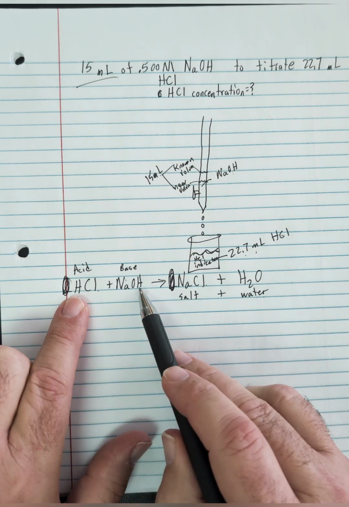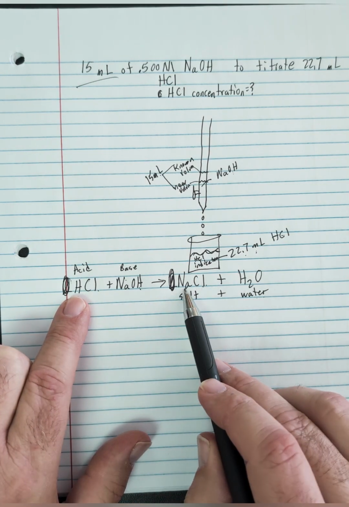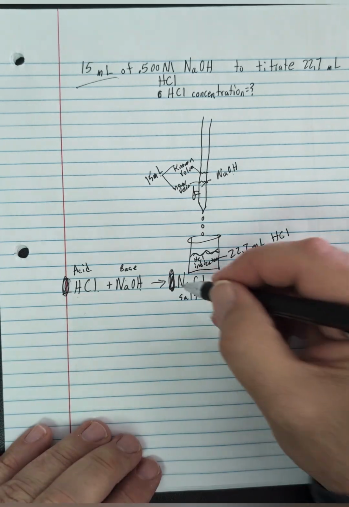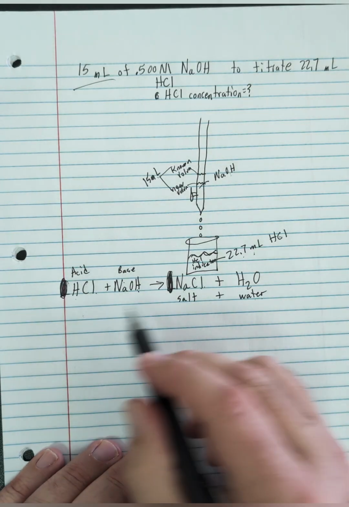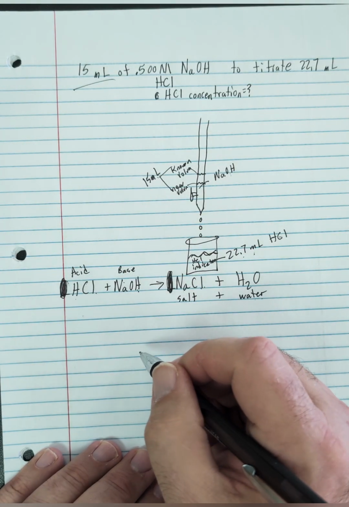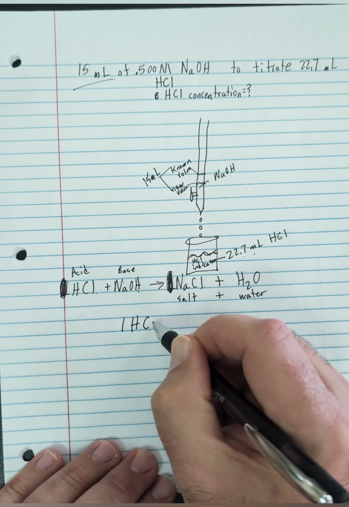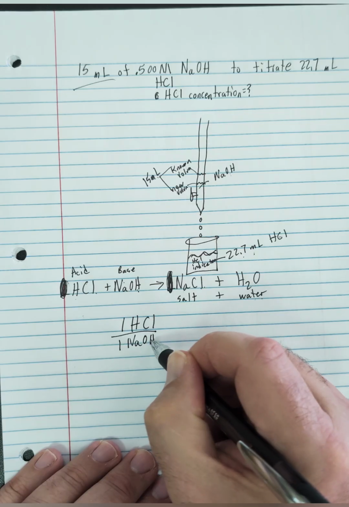All right, I got 1 H, 1 H. That's 2 H's. 1 Cl, 1 Cl, 1 Na, 1 Na. 1 O, 1 O. So this is balanced. All right, I was trying to balance it, and it's already balanced. All right, so we have a balanced equation. That means we get this ratio: 1 mole of HCl for every 1 mole of sodium hydroxide.